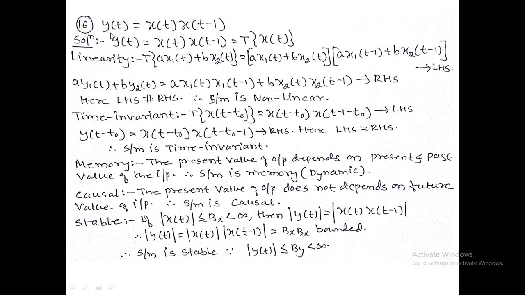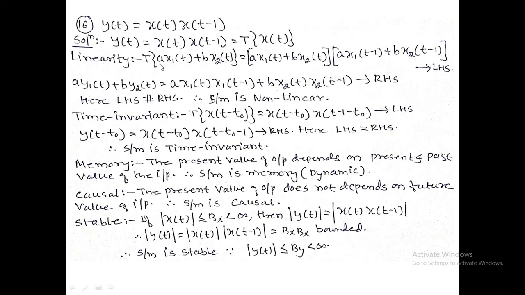16th problem. Y of t equal to x of t multiplied with x of t minus 1. Now convert into system properties. System operating on the input signal x of t is equal to y of t, that is equal to x of t into x of t minus 1. So the problem is defined that system operating on the input signal is equal to input signal multiplied with input signal in which t will be replaced by t minus 1.